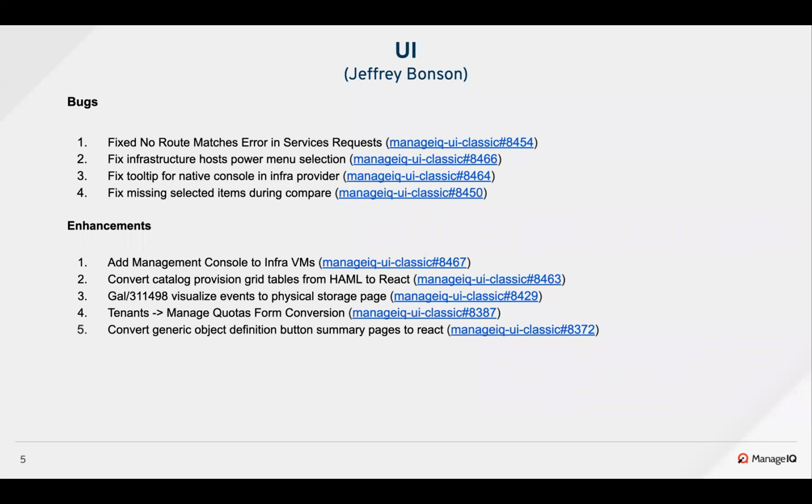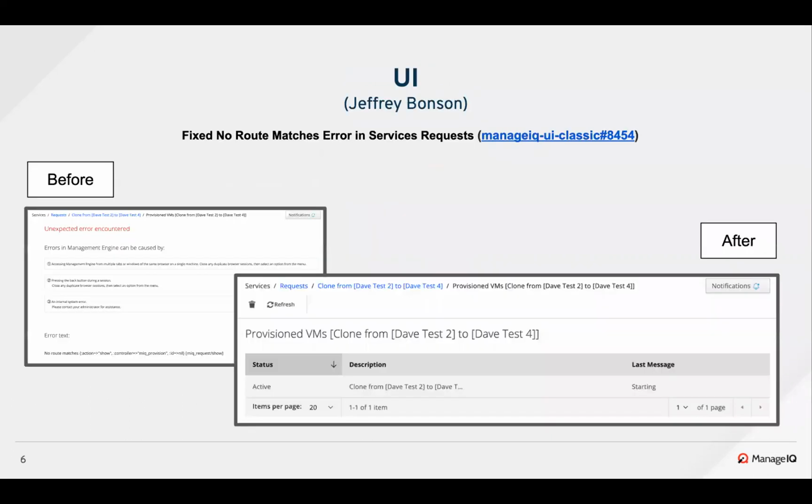Hi. In the sprint, 12 PRs got merged into the UI Classic repo, out of which 4 are bugs, 5 are enhancements, and a few others. I can explain about them in the following slides. There was an error while trying to access the service request page. David fixed this by adding a keyword string named MIQ provision in the application helper.